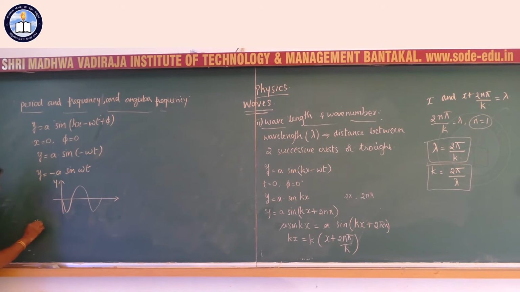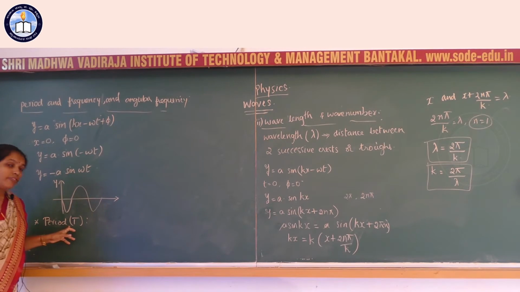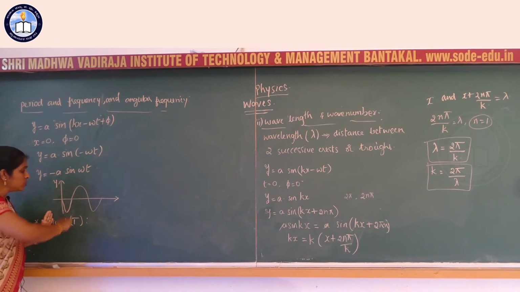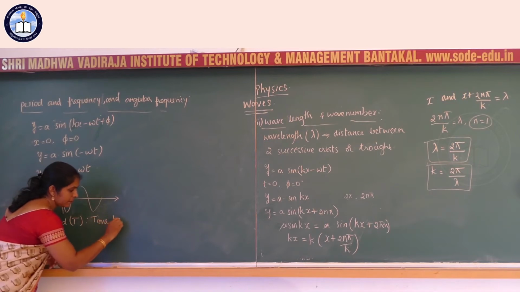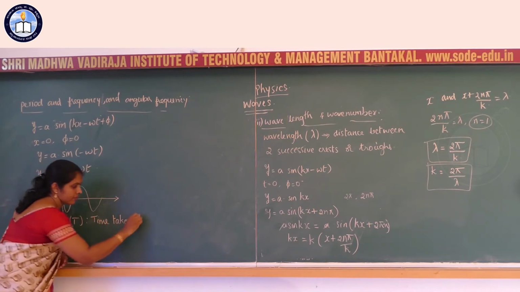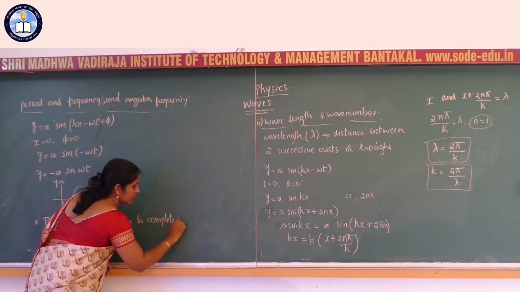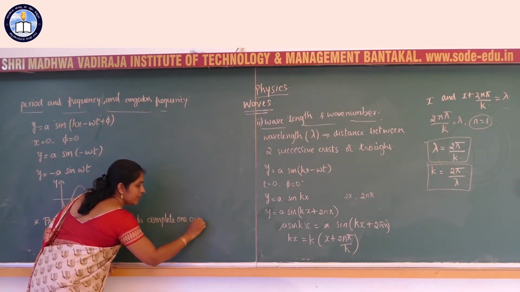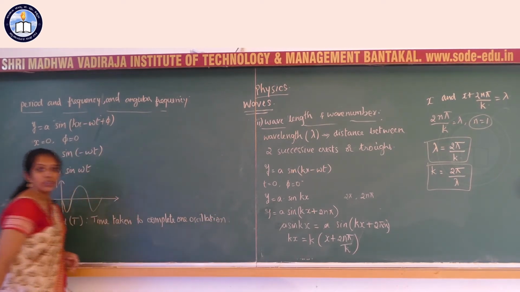Now what is period? We use the capital letter T for period. Period is a measure of time. We define period as the time taken to complete one oscillation. The time taken to complete one oscillation is called the period of a wave.